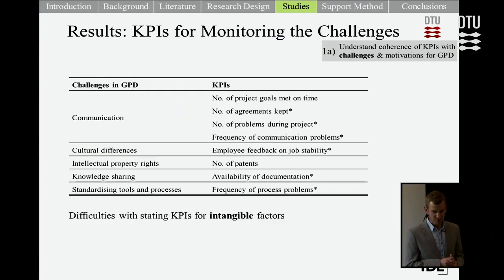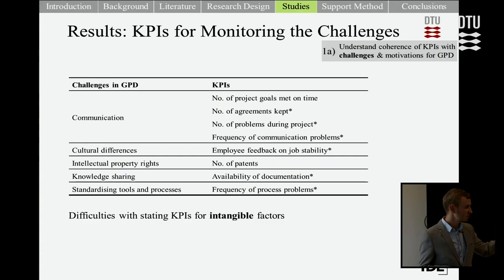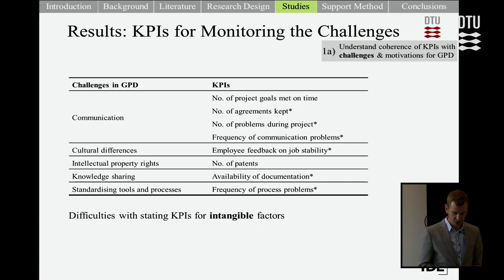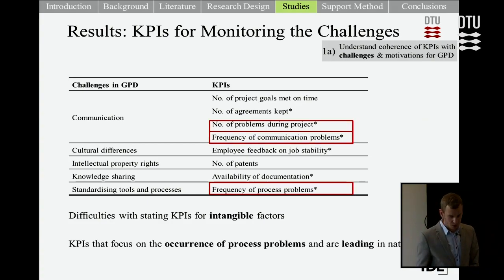So the KPIs for actually monitoring the challenges, here you can see already there's fewer KPIs here, which implies that the companies actually experience difficulties with stating KPIs for measuring the more intangible factors. However, some of the KPIs, such as number of problems during the project or the frequency of communication problems, actually focus on the occurrence of process problems and hence are more leading in nature and allow for corrective action.